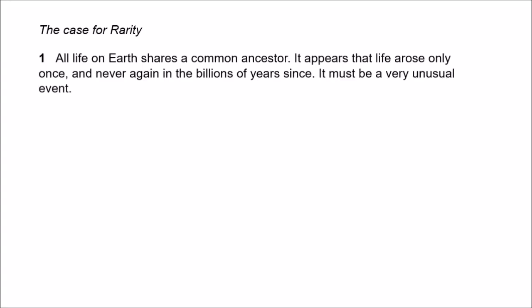So a first argument appeals to the fact that, as far as we know, life on Earth only arose once. Spontaneous generation has long been disproven, and all life on Earth shares a common ancestor. This suggests that the emergence of life must be a very rare event. It only happened once here, it hasn't occurred again in billions of years. If life were inevitable, it should be arising frequently, it should be popping up all the time, but it doesn't.